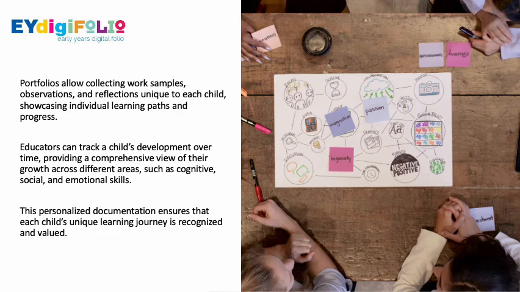Educators can track a child's development over time, providing a comprehensive view of their growth across different areas, such as cognitive, social, and emotional skills. This personalized documentation ensures that each child's unique learning journey is recognized and valued.